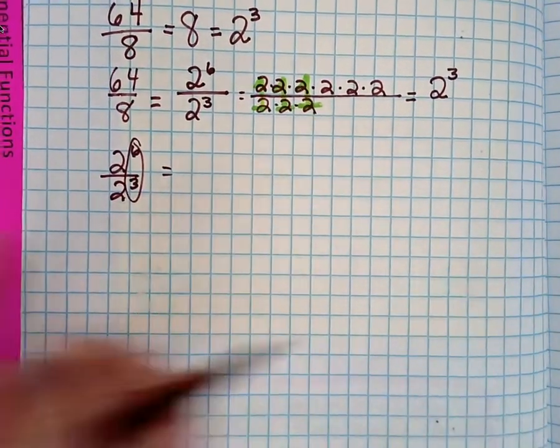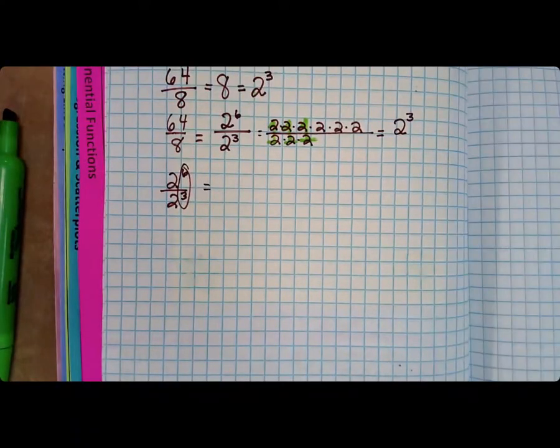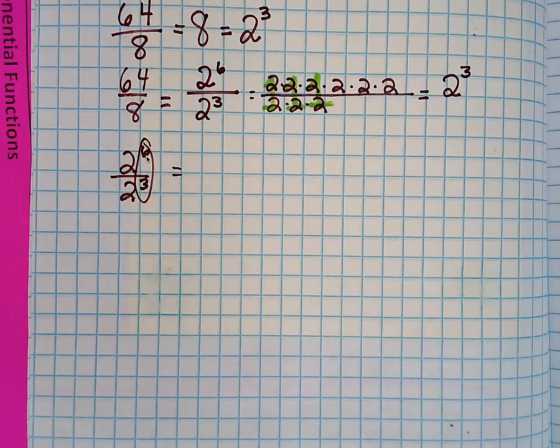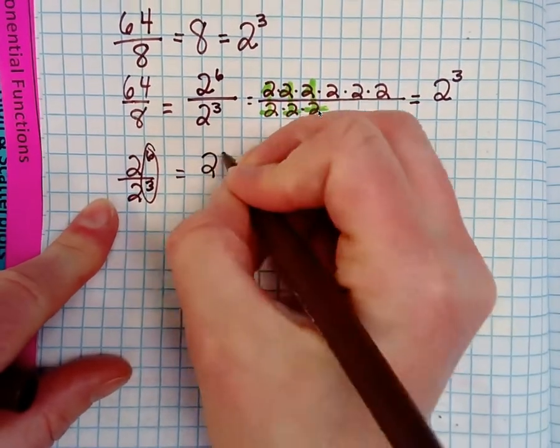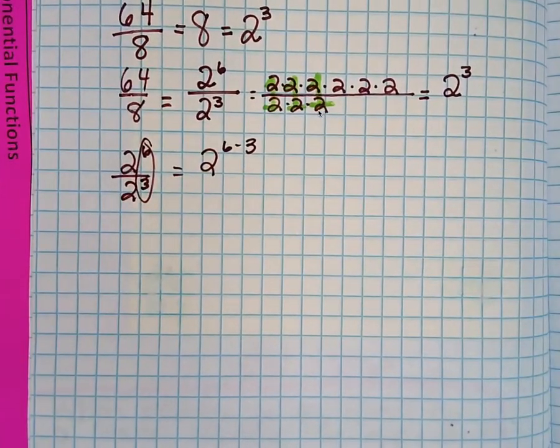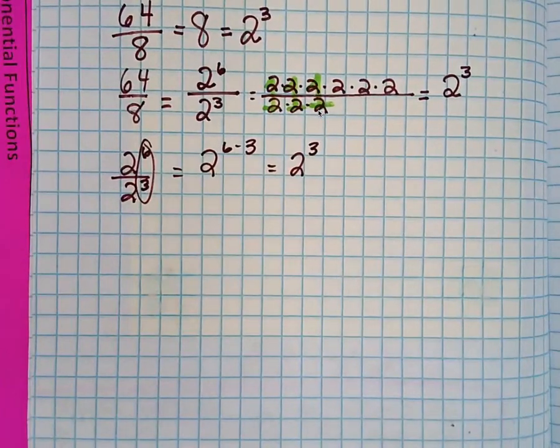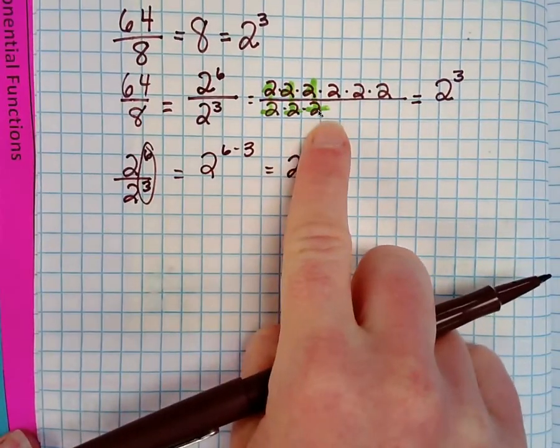What did we do? We took away pairs. So if you have 6 and you take away 3 pairs, what operation are we actually doing? Subtraction. So remember, with multiplying, we're adding. With division, we're taking away.